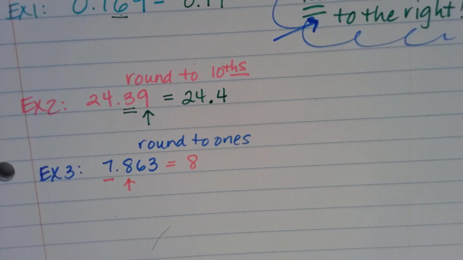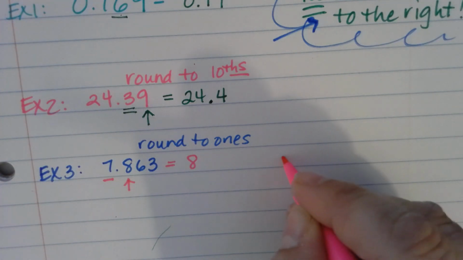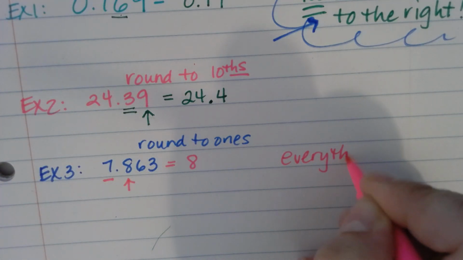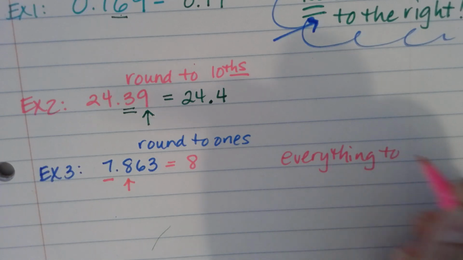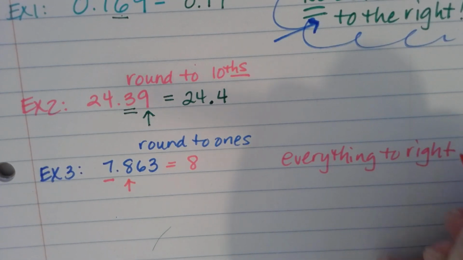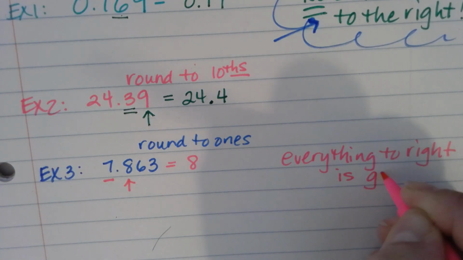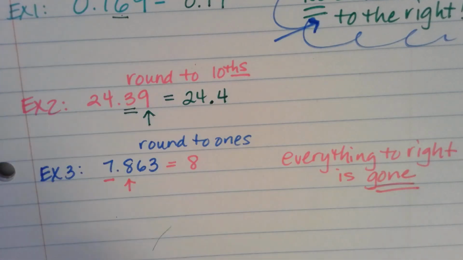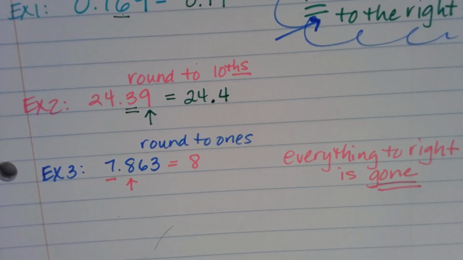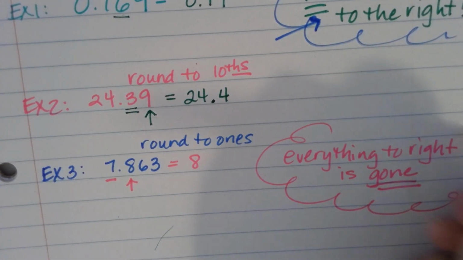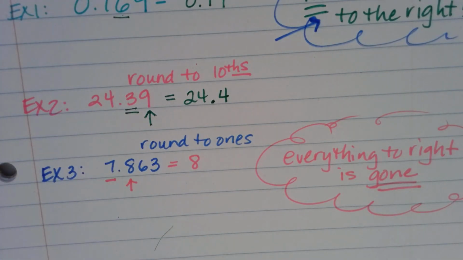Everything to the left would stay the same, but there's nothing there. Everything to the right, what? There's nothing there. So what do we want to say here? Everything to the right disappears, or is gone. Michael said girlify it. All right. Everything to the right is gone.